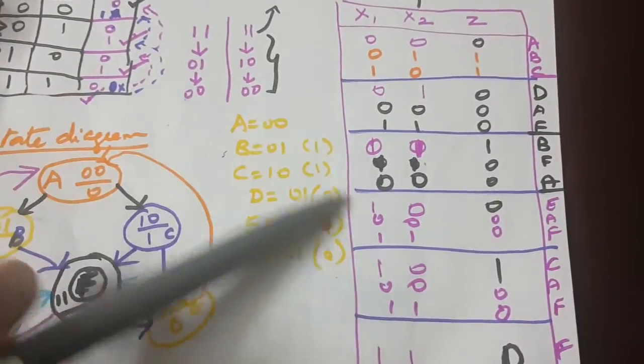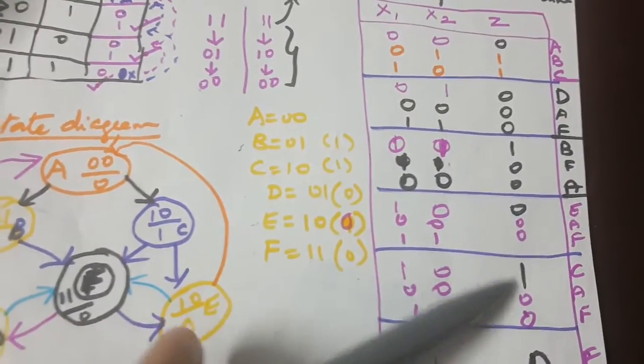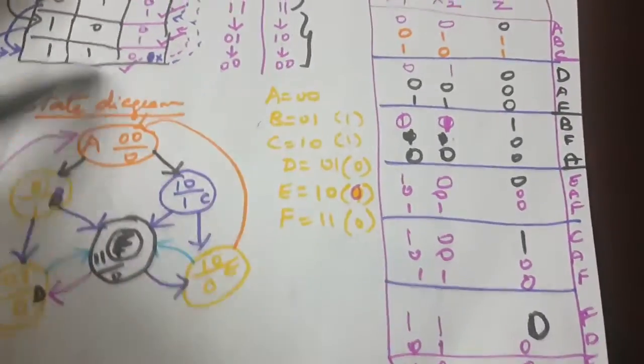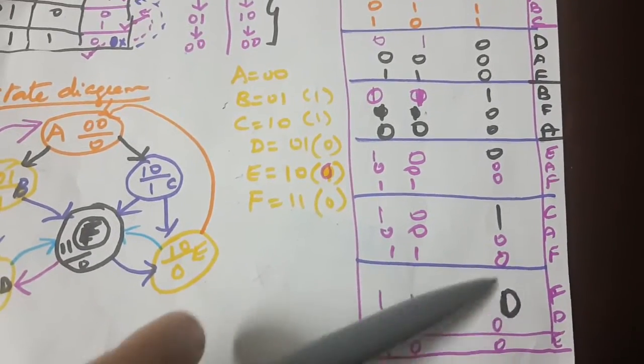Similarly, 0 0 is going to 1 0 at output 0. 0 0 is going to 1 0 at output 1. 0 0 is coming to output 1 1 under the only one output 0.